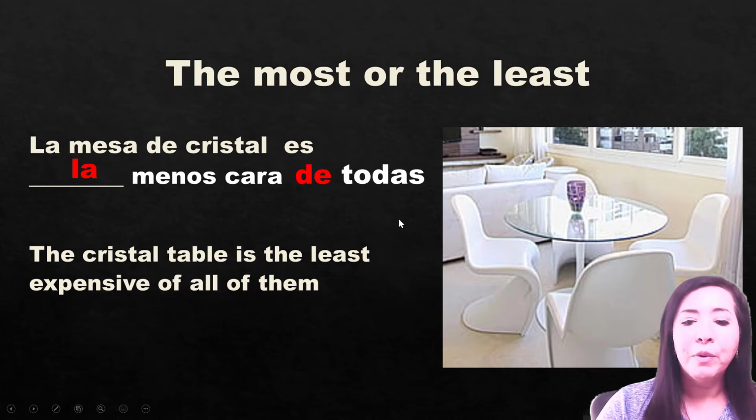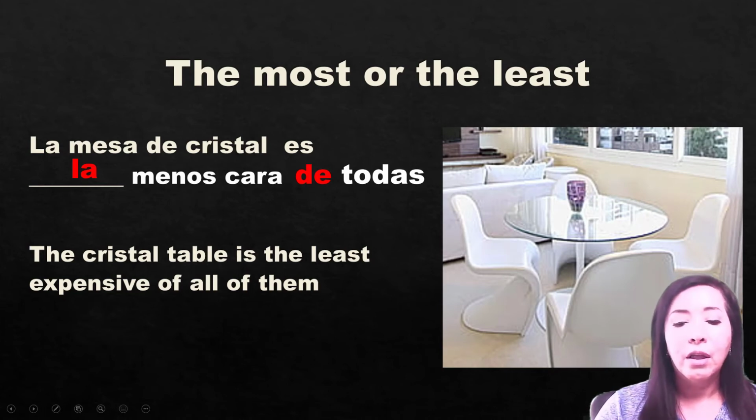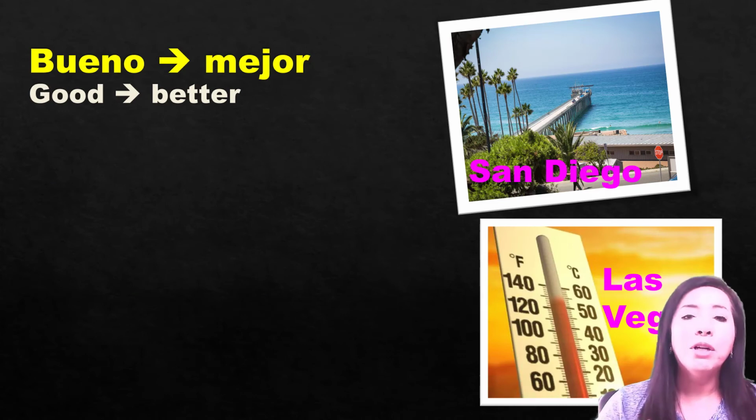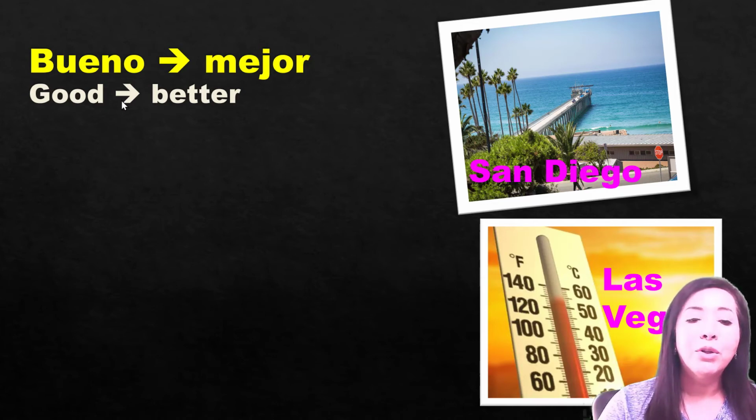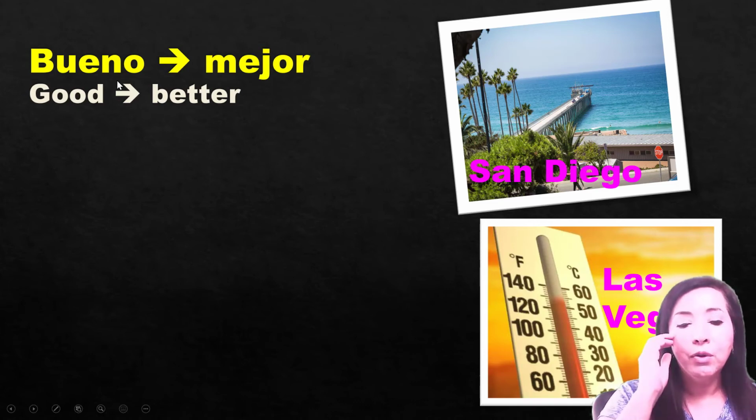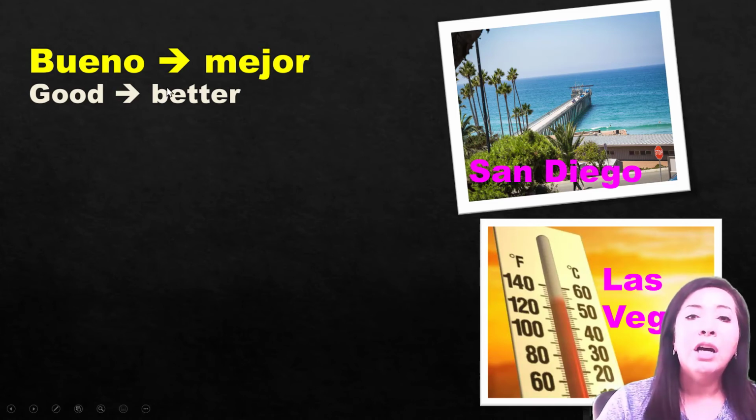And here I gave you an example of using menos, la mesa de cristal es la menos cara de todas. And I highlighted for you la, which again, remember to put an article before más or menos. And then I'm saying of all, de todas. Okay? Now I'm going to show you words that have a special word for comparison. And the first one that I'm going to show you is bueno. If you want to say better, you would not say more good. You would say mejor. Okay?